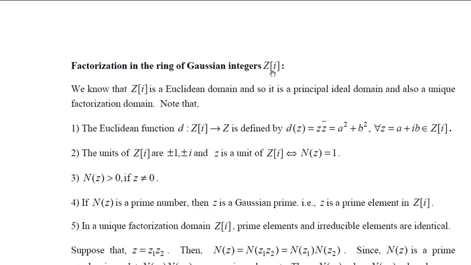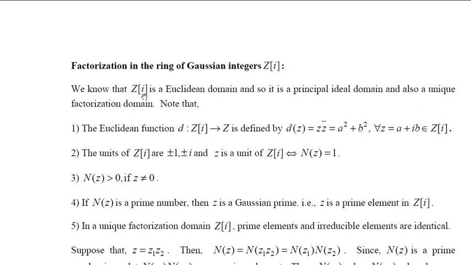Z of i is the collection of all elements of the form a plus ib, where a and b are integers. We have proved Z of i is a Euclidean domain, that every Euclidean domain is a principal ideal domain, and also in the previous class that every principal ideal domain is a unique factorization domain. Therefore, Z of i is a unique factorization domain.